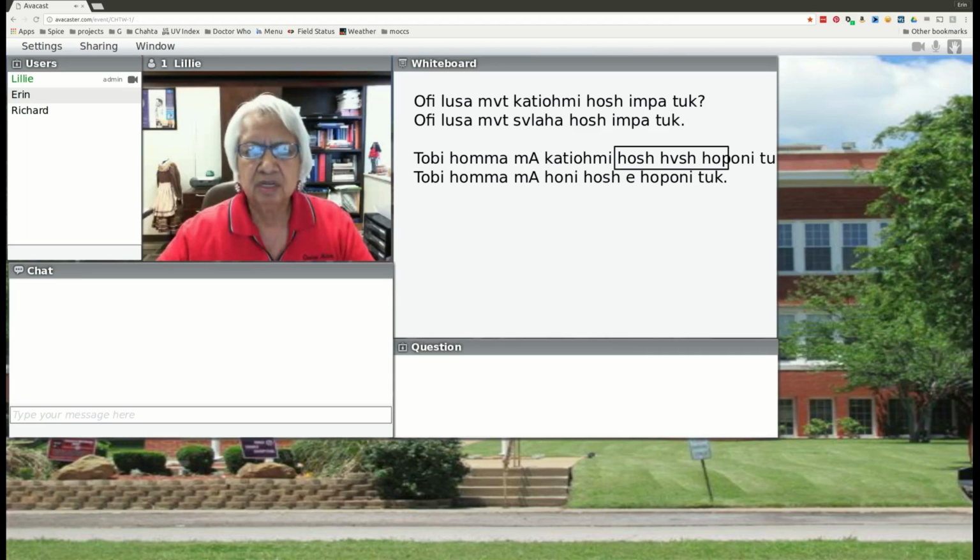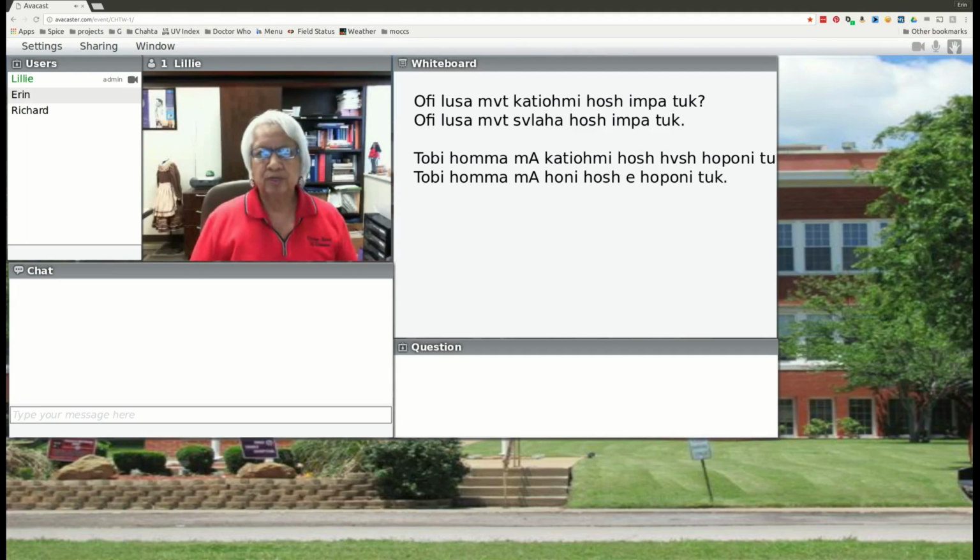Hashoponituk. This is the subject and the verb in your sentence. And then katil mihush is asking how. How did you cook? You cooked. How did you cook? And then the object. How did you cook those red beans?